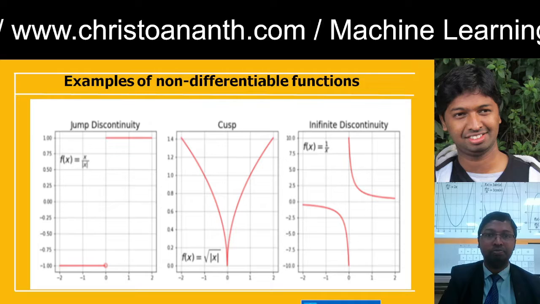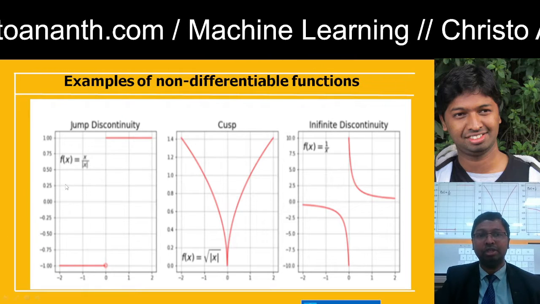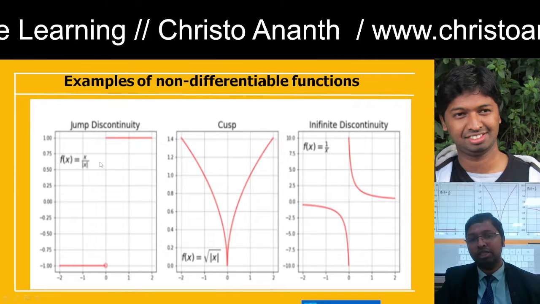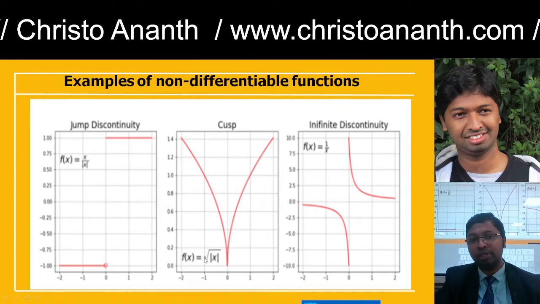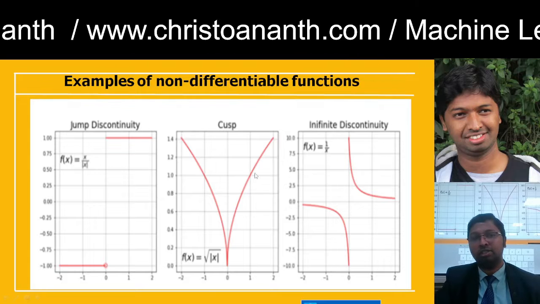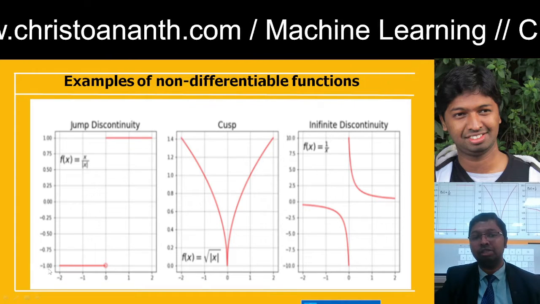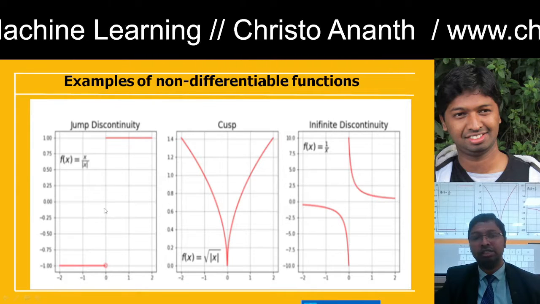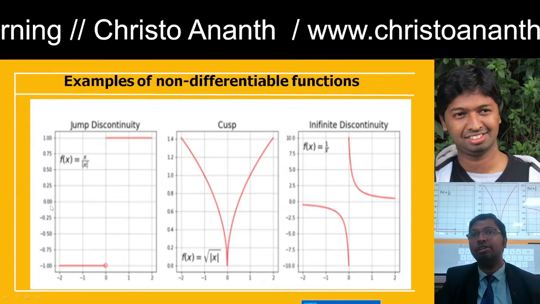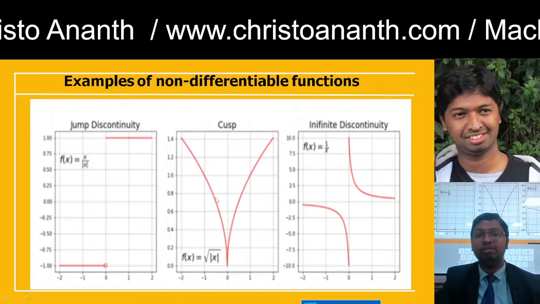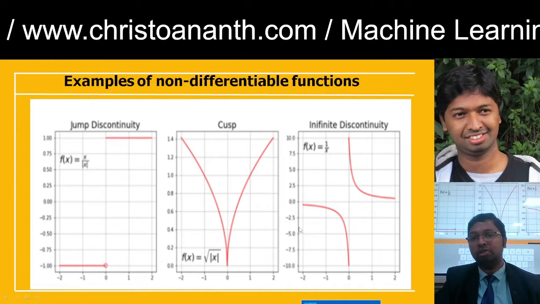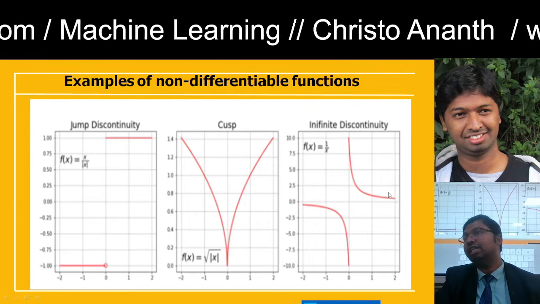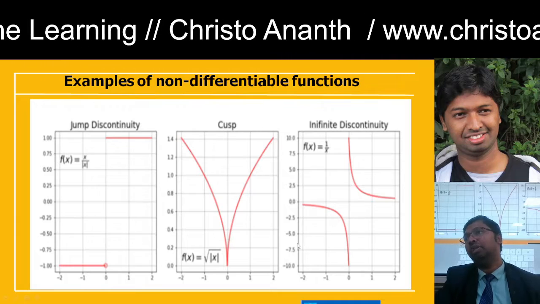And there is jump discontinuity also for non-differentiable functions. So f(x) = x/|x|, f(x) = √x, f(x) = 1/x. This is considered a jump discontinuity. For example, here the function acts, and afterwards here the function acts. Here nothing, there is no continuity over here. And similarly for this one, infinite discontinuity. So these are nothing but the non-differentiable functions.